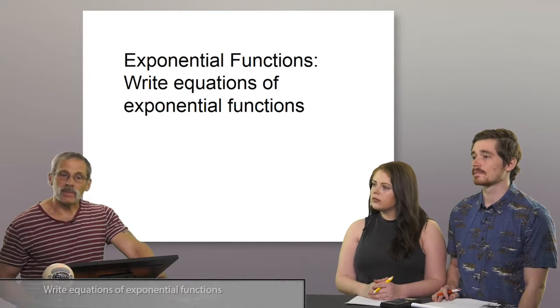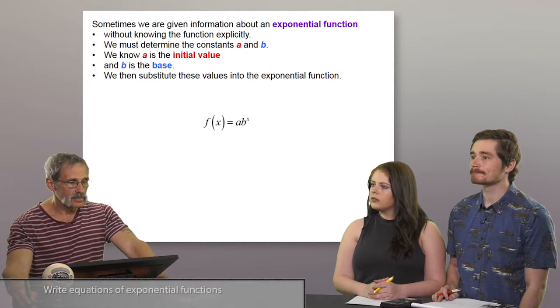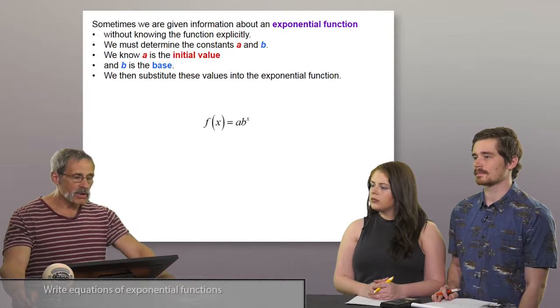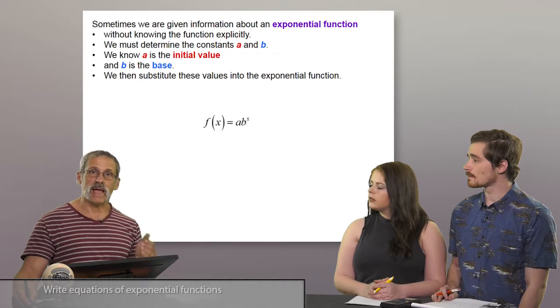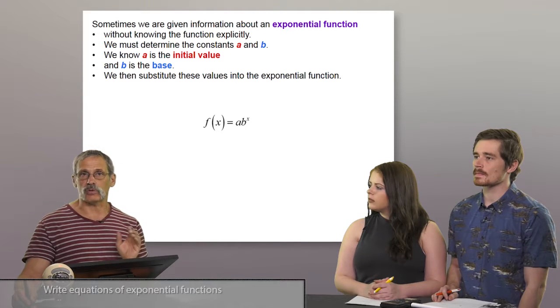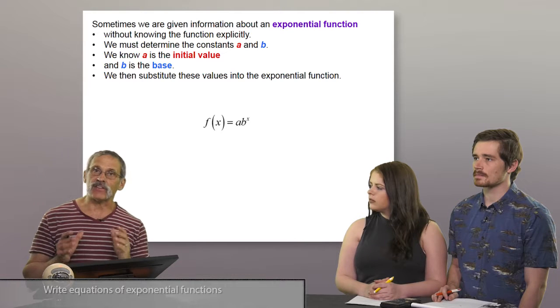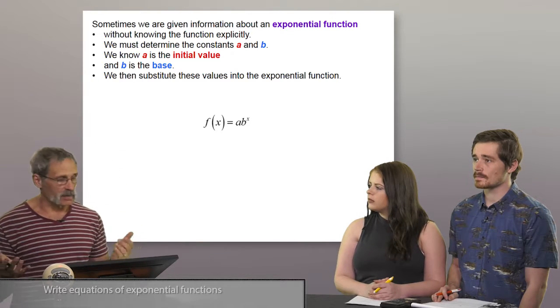Write equations of exponential functions. Sometimes we're given information about an exponential function, but we don't know the actual formula. Now we know the general form, f of x is equal to a times b to the x. And what we have to do to find that exponential formula is find a and b.